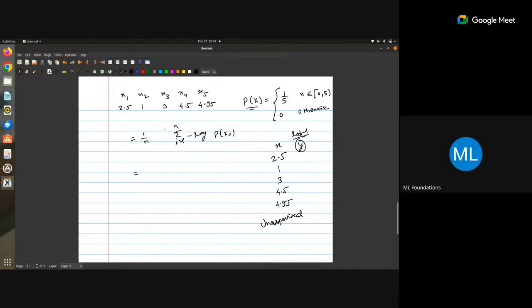So can you tell me, can I directly write, find the loss here, or do I have to do something else? You have to find the log of 1 by 5. Log of 1 by 5, okay. What else? So is it the log of the values of x in between 0 to 5? You have to sum up.